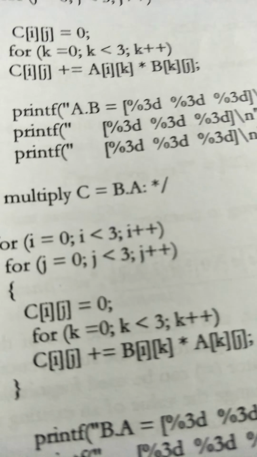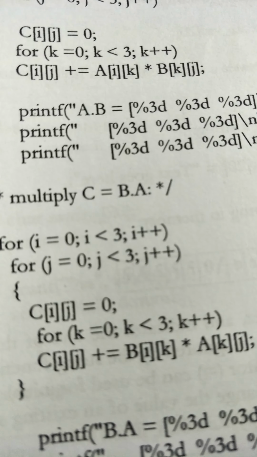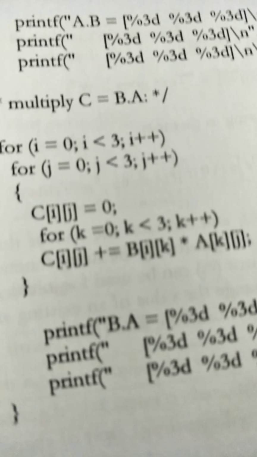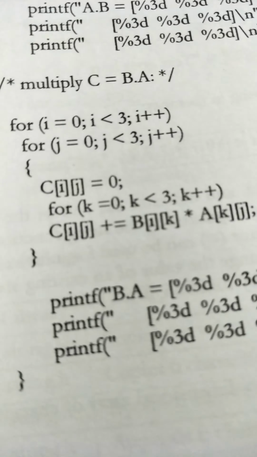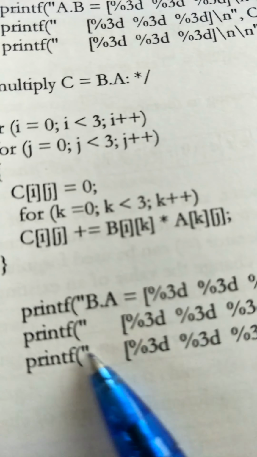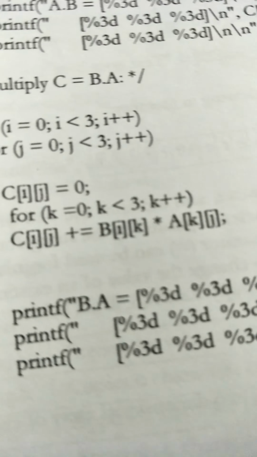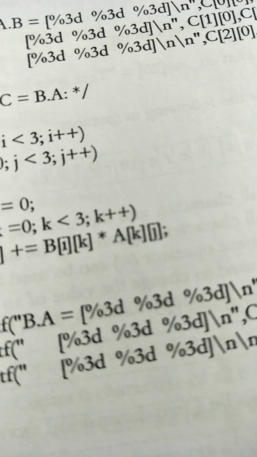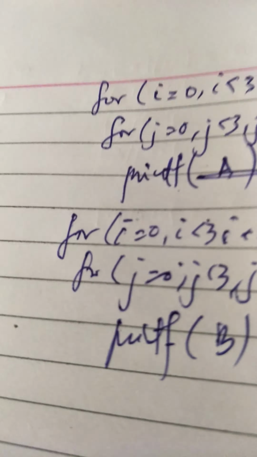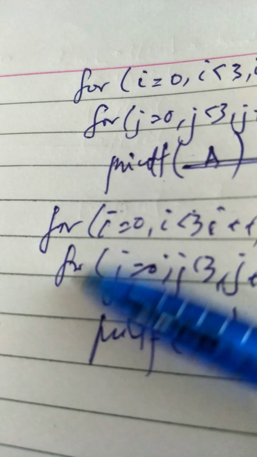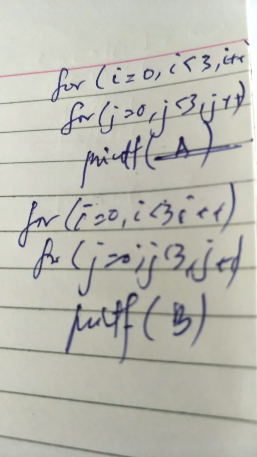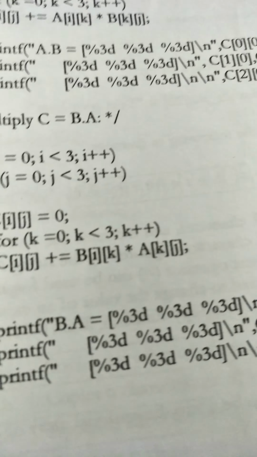Okay, so I hope you understand that. Now this is the print process. Again, for the print process, you can do as I suggested earlier. Instead of using prints one by one like this, you can just use two for loops over I and J, then you can print AB. If you want AB, you can print Cij, and so on and so forth.